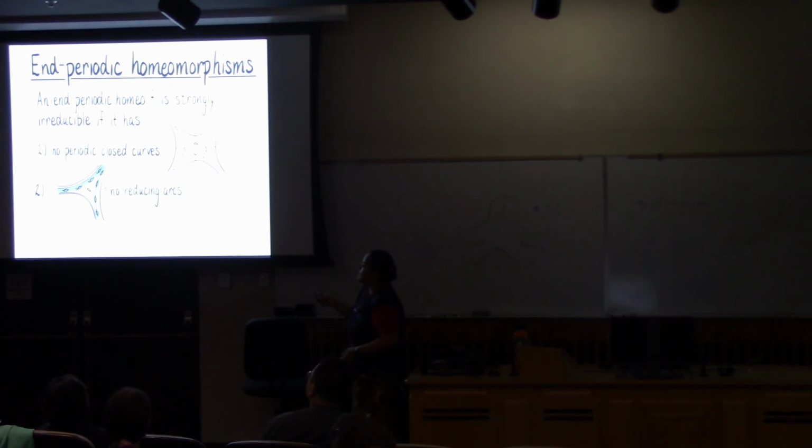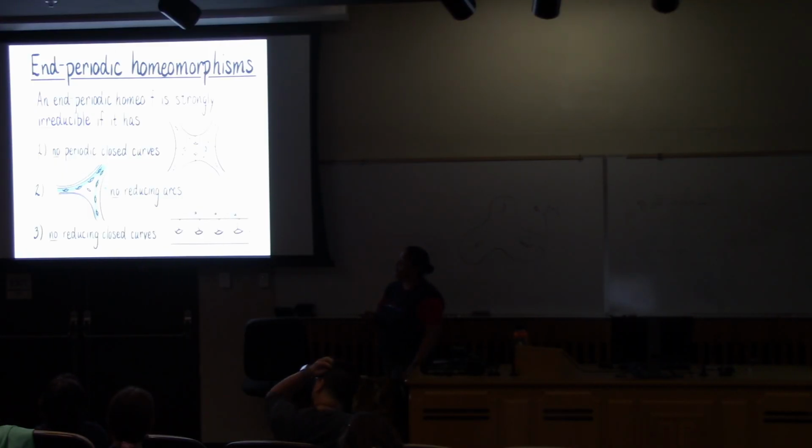The extra strongness that we introduced is that in the original definition of irreducibility, they only ruled out arcs which go between an attracting and repelling end. We also rule out arcs that go between any ends of any type, so between two attracting ends, two repelling ends, whatever. And then finally, we also want no reducing closed curve.